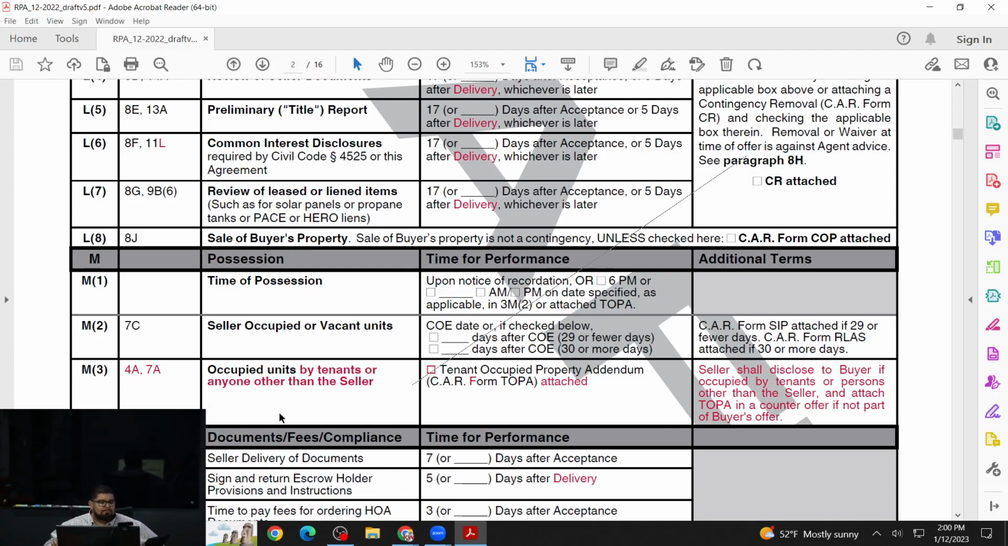Okay, next part, M3. Occupied units by tenants or anyone other than seller. Tenant occupied addendum, the TOPA. How many of you have heard of the TOPA? Not a lot of us. TOPA stands for Tenant Occupied Property Addendum. I'm reading the additional terms here: seller shall disclose to buyer if occupied by tenants or persons other than the seller, and attach a TOPA in the counteroffer if not part of the buyer's offer.